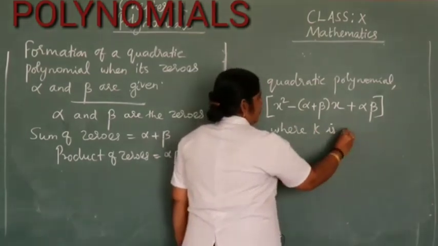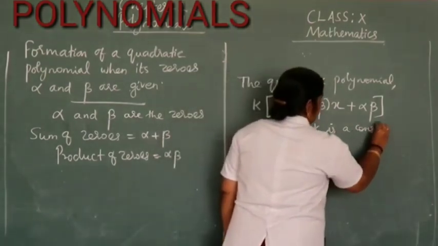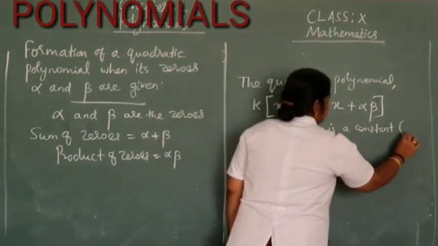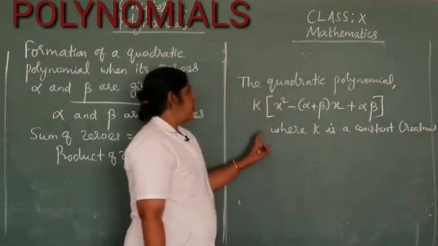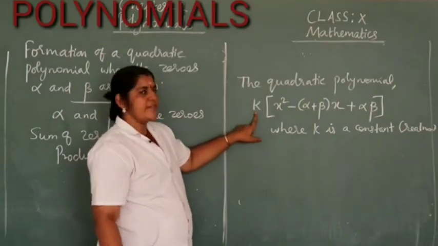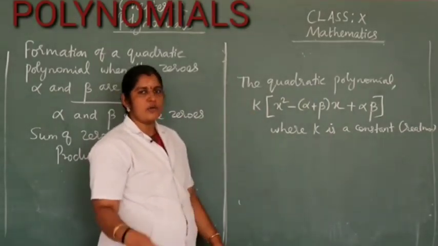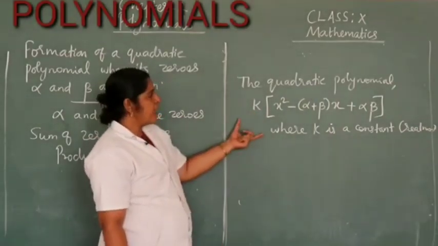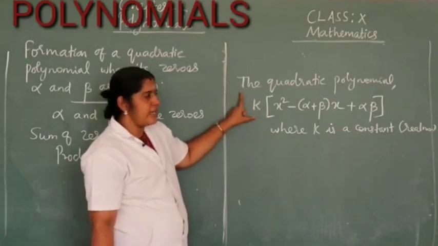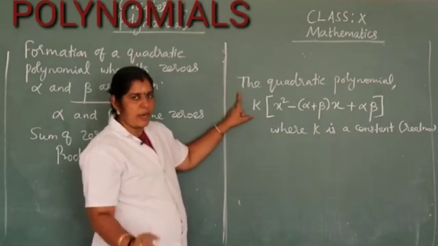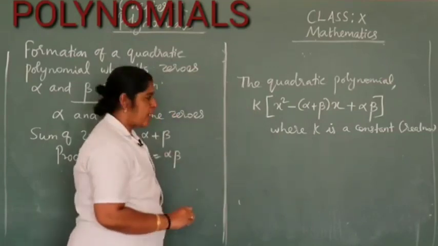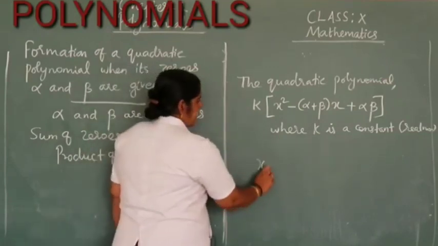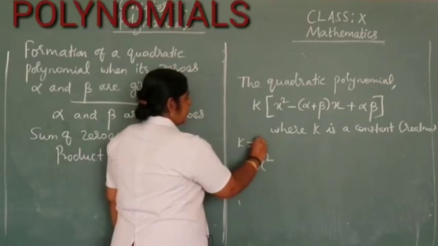a constant. That is, it is a real number. It can take any value. When k is varying, the polynomial is also varying. So if you are asked to find one quadratic polynomial in the question, then we can assume k is equal to 1. So our general form is x square, that is when k equals 1.